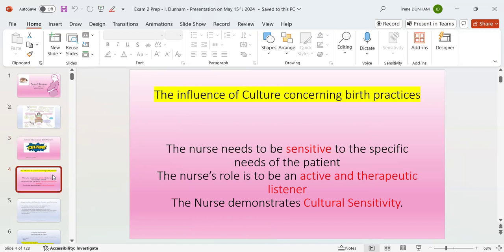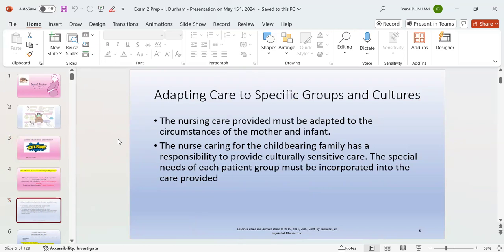The nurse's role is to be an active and therapeutic listener, and we always demonstrate cultural sensitivity. We live in a very diverse world, so we must be culturally sensitive. Now, on these kinds of questions, be careful how you read the question. They might put something different, like cultural insensitivity. If somebody's insensitive, that means they're not contributing. If I was insensitive to that patient, I would have said, no, you can't have that. What do you mean you're going to have your tribe come into the labor unit?